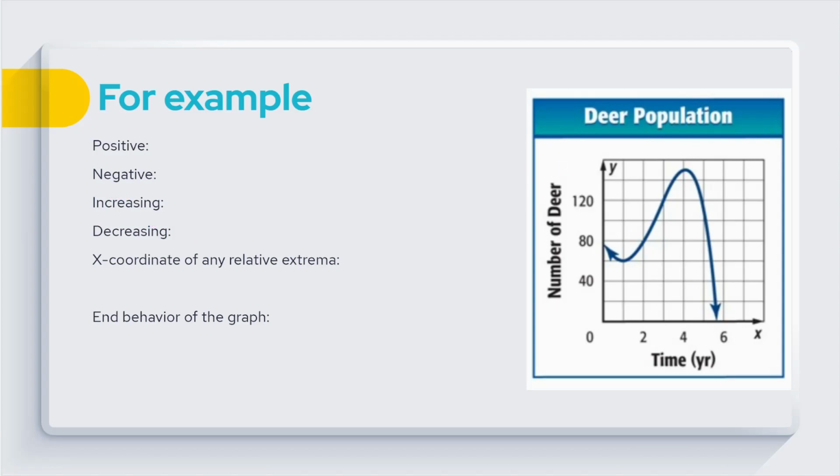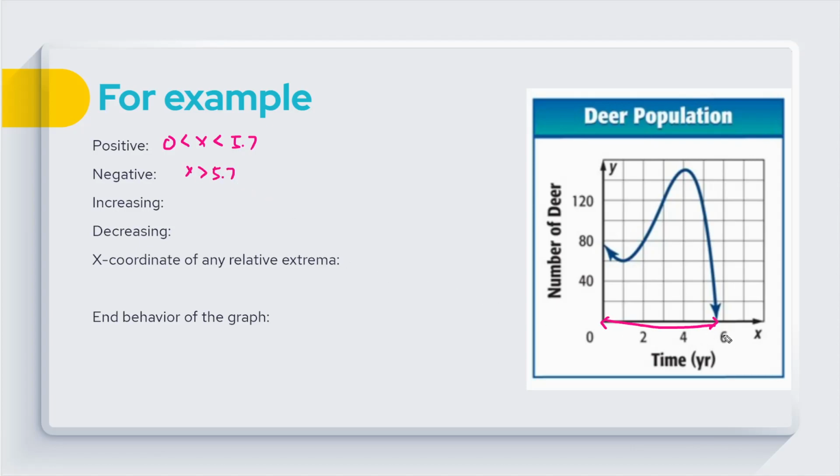Okie dokie. Where is the graph positive? Well, it's positive from here to right here. We'll just say that's, let's say 5.7 or so. So between 0 and 5.7, right? Where x is greater than 0 and less than 5.7. That's where it's positive. And then where is it negative? Well, you could say that it's negative past 5.7, right? So where x is greater than 5.7.